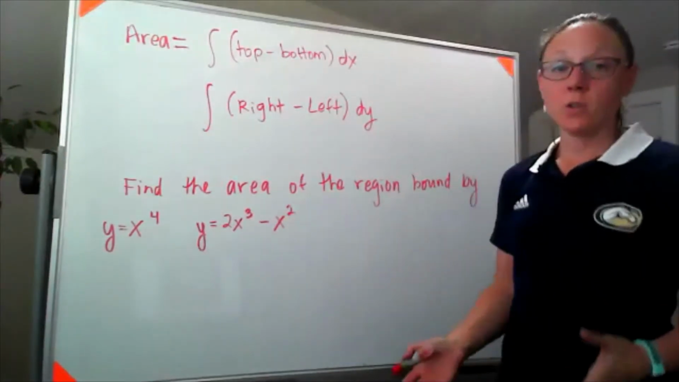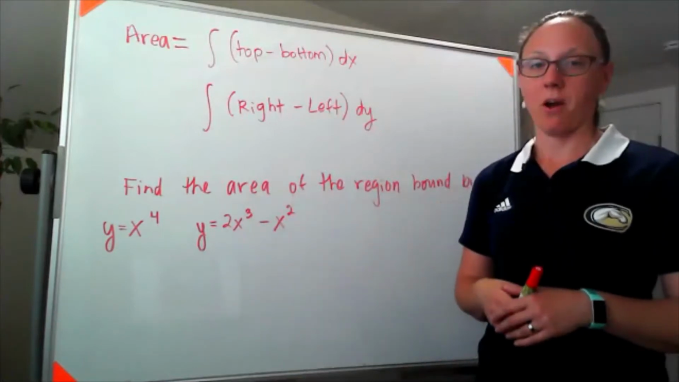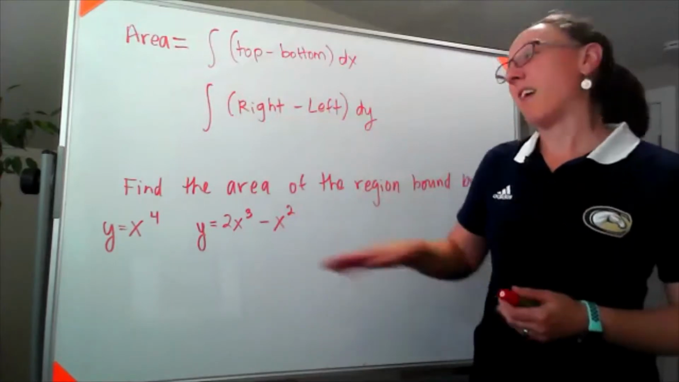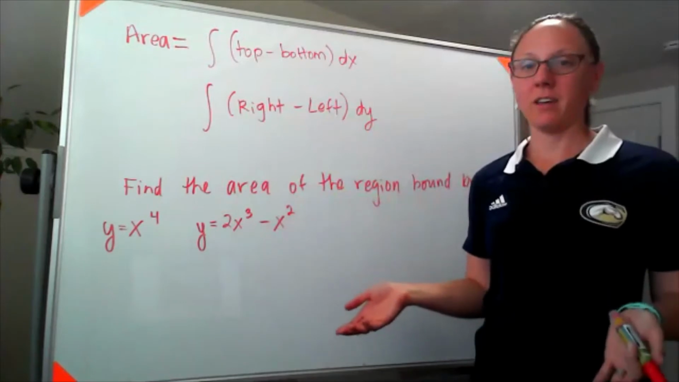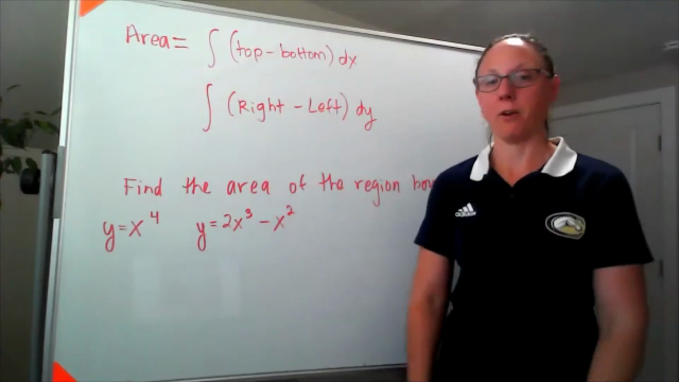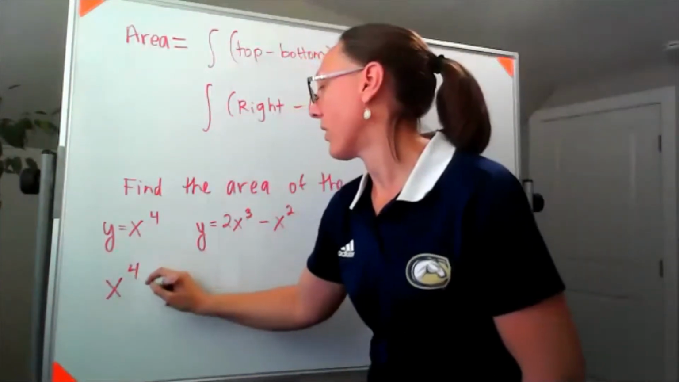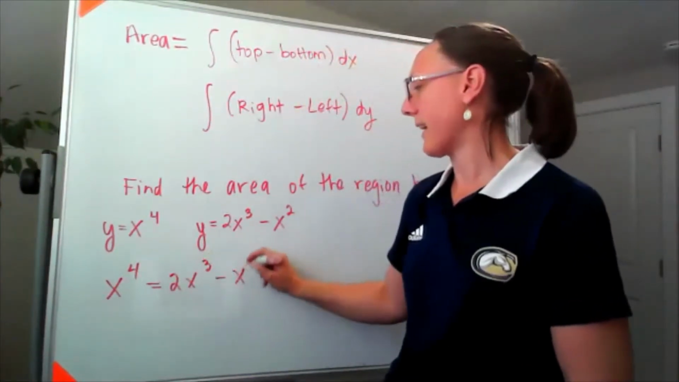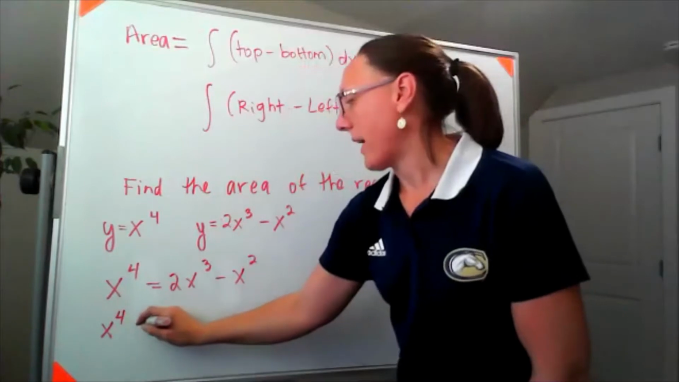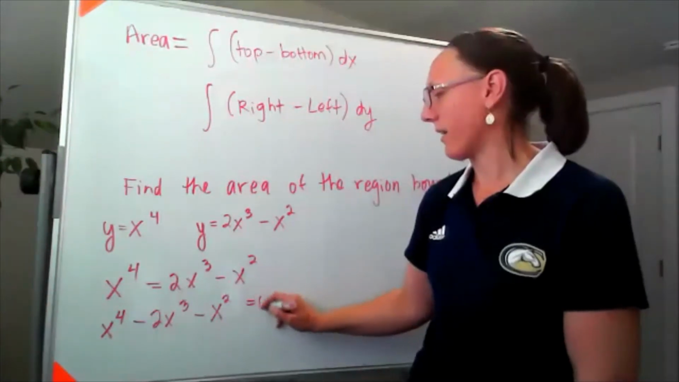If I had to find the area, I need to know which function is on top and which function is on the bottom. To get those limits of integration, I also need to know the intersection points. If I'm not sure what those graphs look like, I'm going to start by finding the intersection points, and that's actually going to help me figure out who's on top and who's on the bottom. To find the intersection points, I'm going to set these two equal to each other. So x to the 4th is equal to 2x cubed minus x squared. I'm going to put all of that onto one side so that I've got a 0. So x to the 4th minus 2x cubed minus x squared is equal to 0.